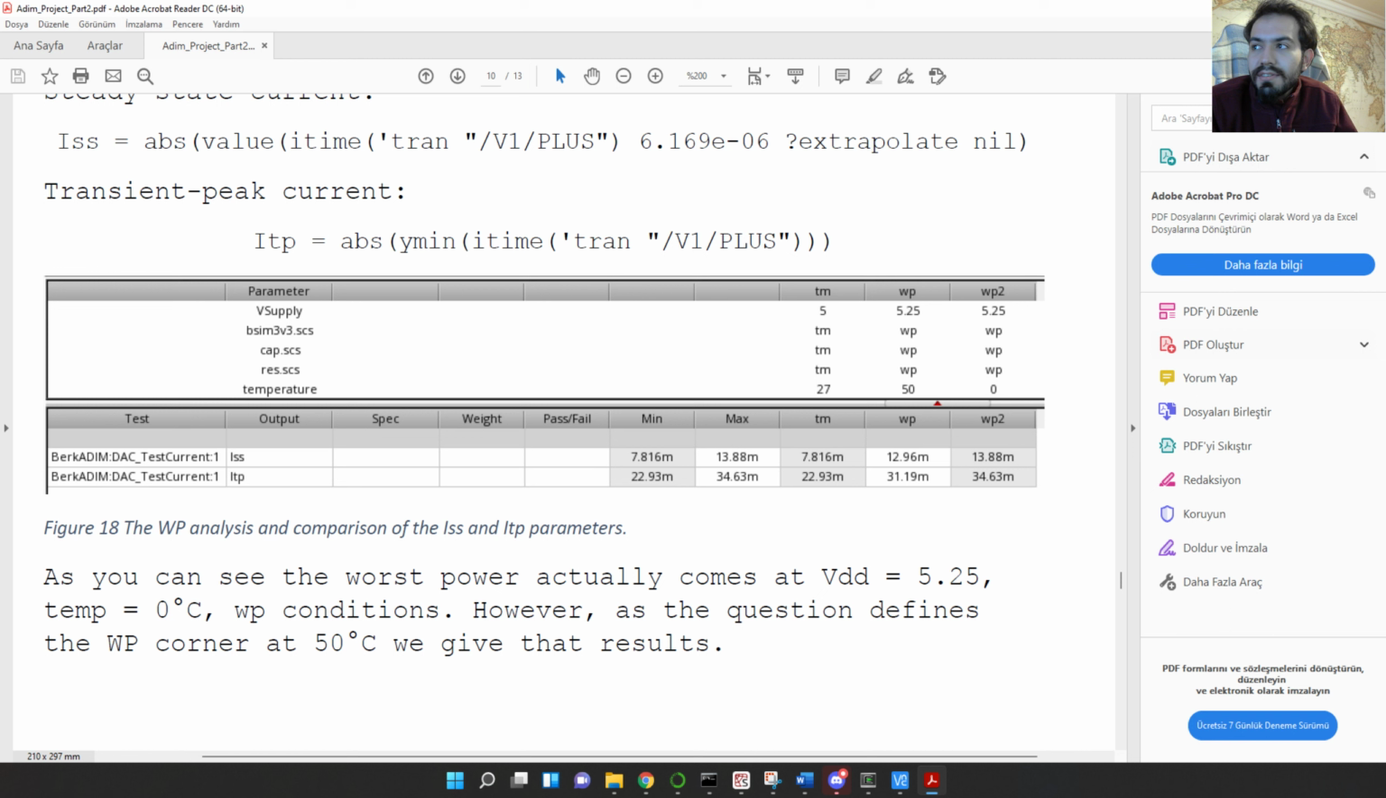At worst power condition, the situation of course worsens, and it changes according to how we define worst power. You would expect worst power conditions to come at 50 degrees here, but as you can see, they come at 0 degrees here, and at those conditions, our worst power current consumption at steady state is 13.8 milliamperes, and during transient switchings it is 34.6 milliamperes.